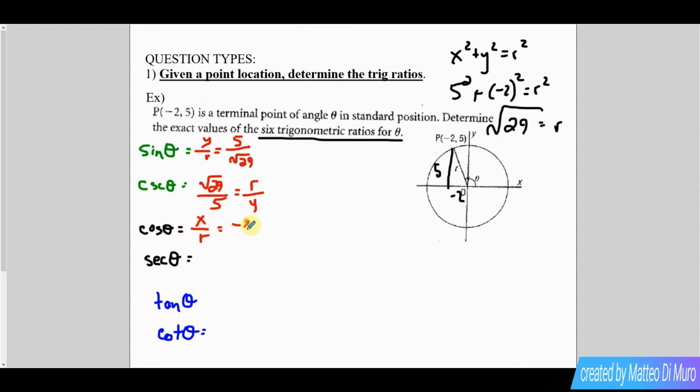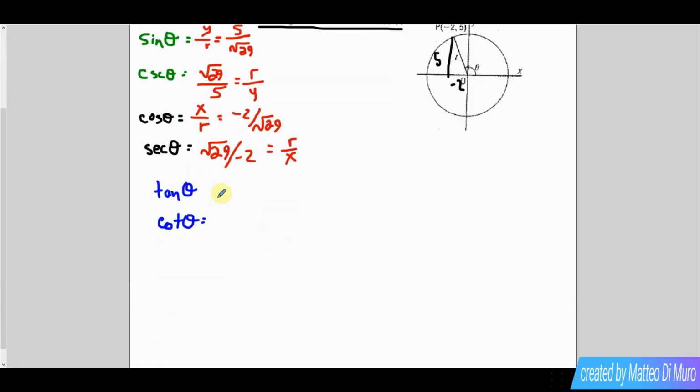So that's -2 over the square root of 29. Okay, now secant is the reciprocal of cosine. So if I go 1 over cos and just do the reciprocal of what I have, I'm going to get the square root of 29 over -2. Again, just a reminder, that is the same thing as r over x. Whichever one floats your boat.